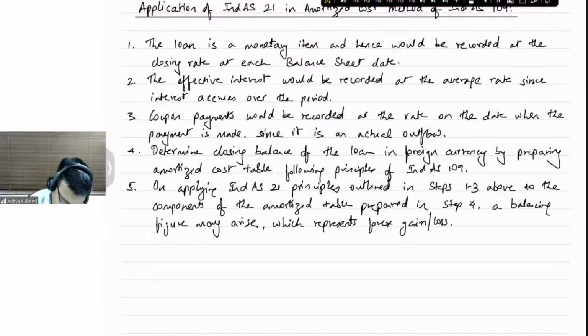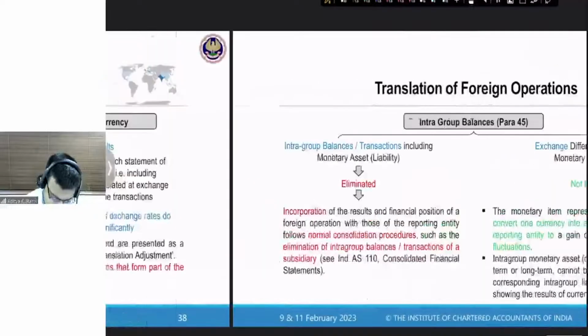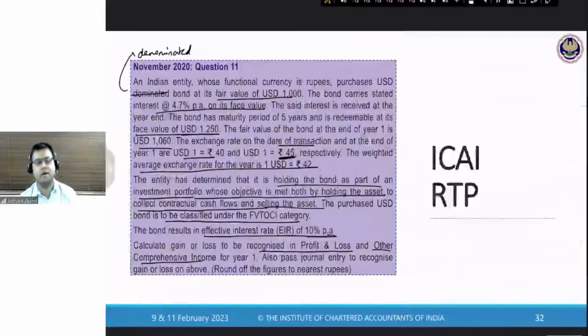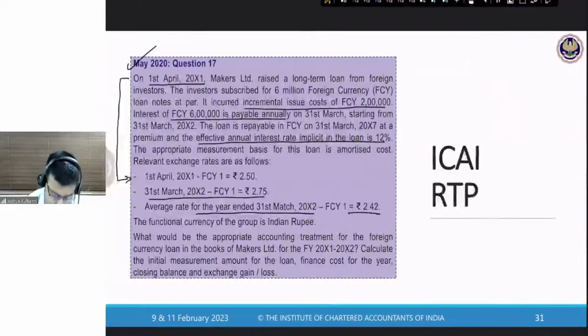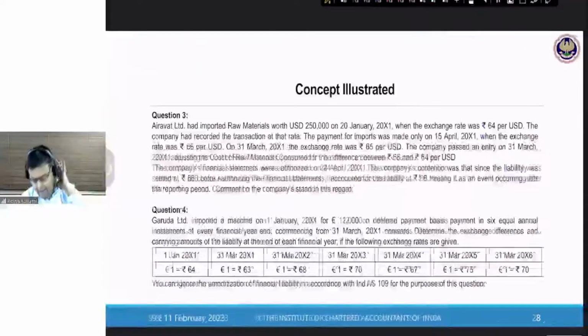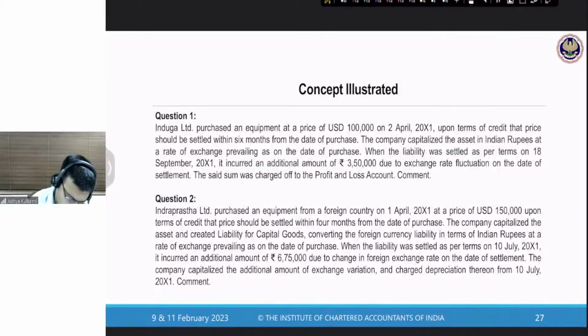So now let us come back to our discussions. We have completed our discussions on foreign currency transactions, not operations. These are some additional questions which I had put in. I want you to try them for homework. It's very simple, it's not at all difficult.